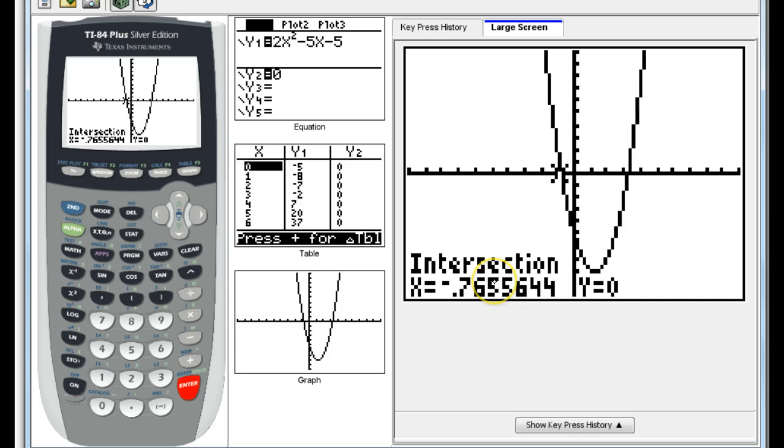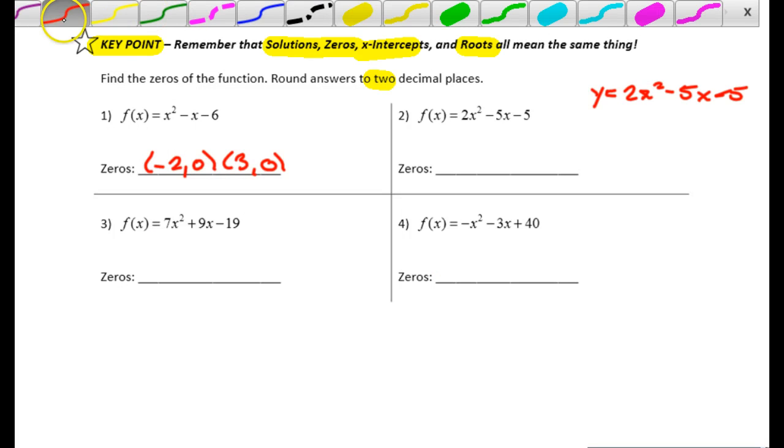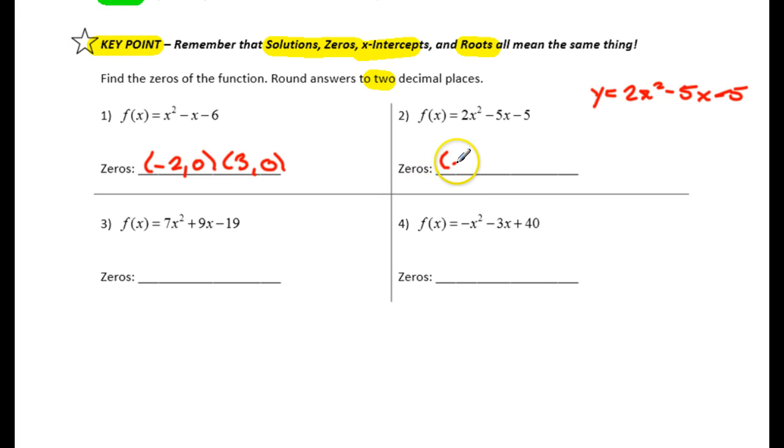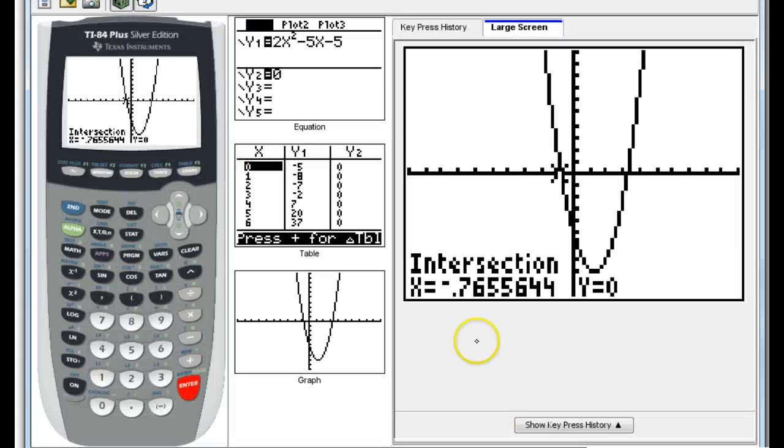Now remember, the directions said round to 2 decimal places. So that means my answer should have 2 decimals. So I'm going to look at the third one to tell me to round it up or keep it down. The third digit is a 5. That means round this one up 1. So it'll be negative 0.77. Okay, so the first zero is negative 0.77, comma 0. That's the x and y coordinates. And let's go get the second one.